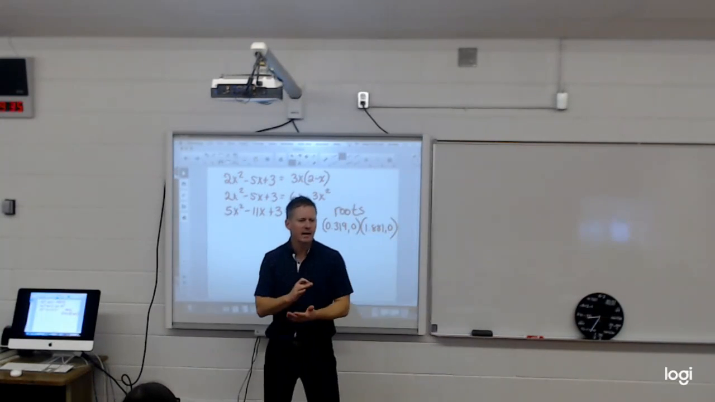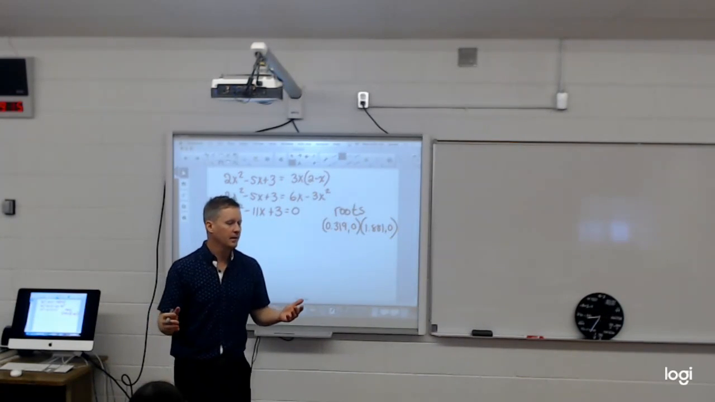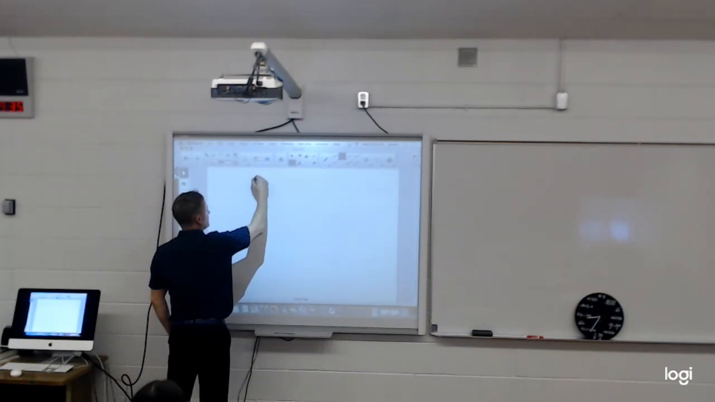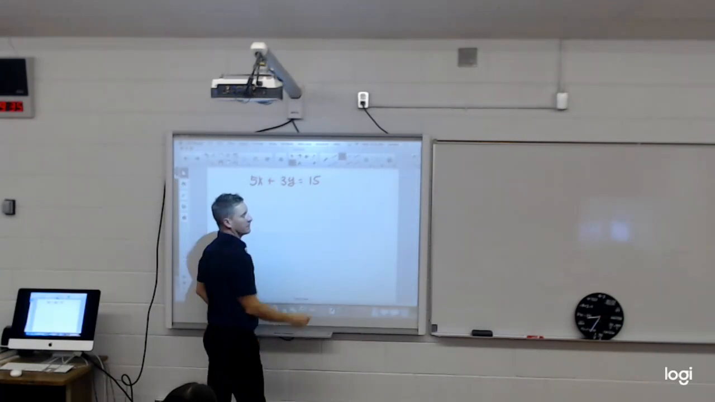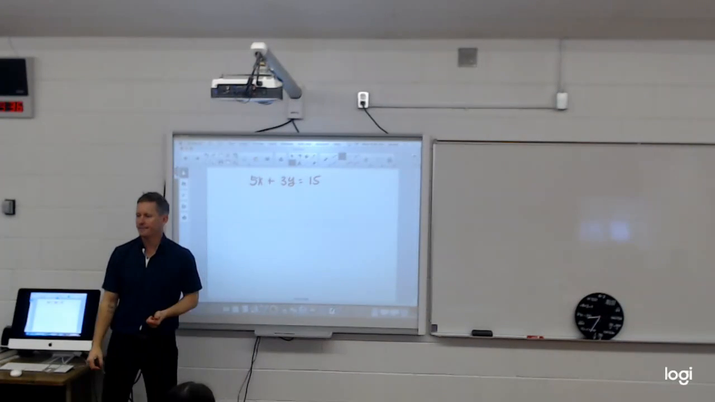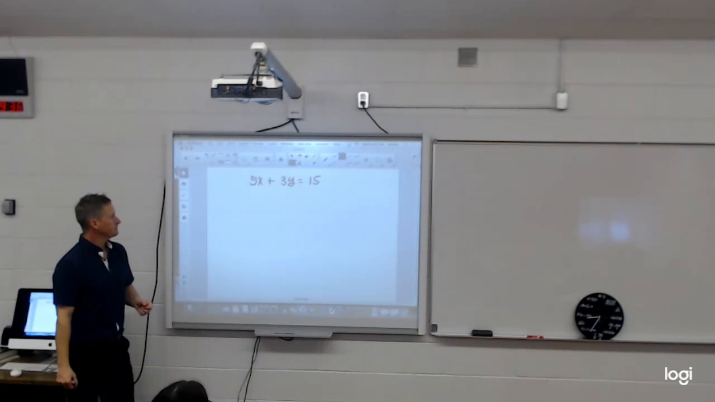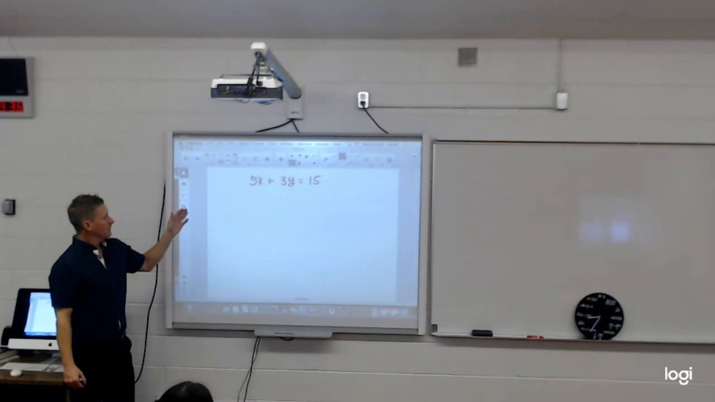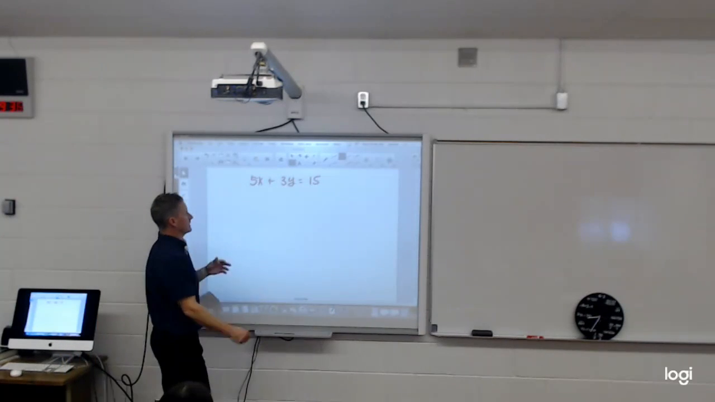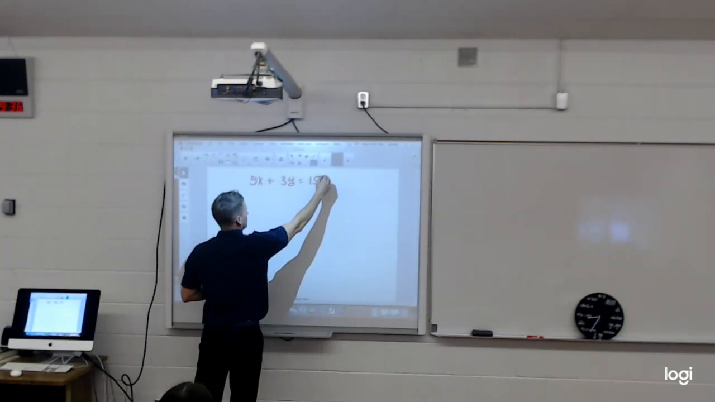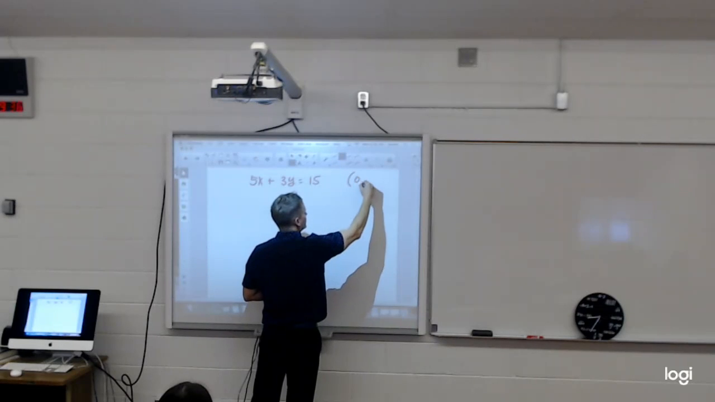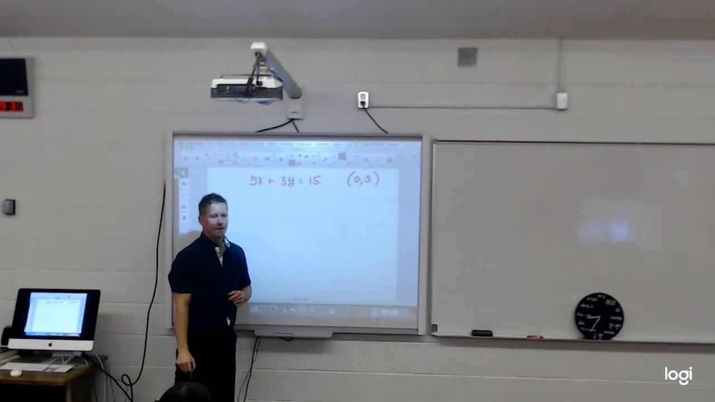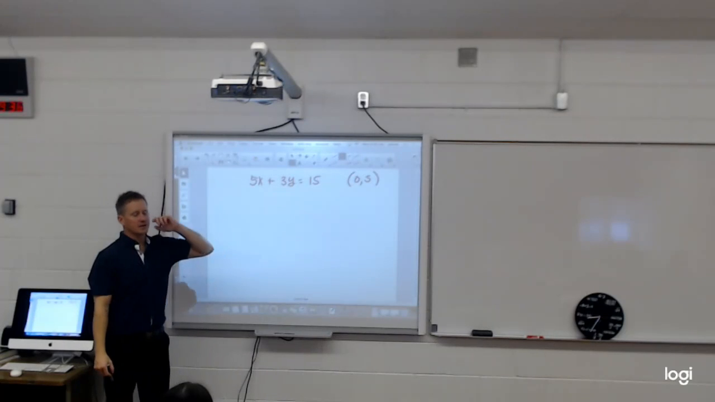Now, how does this relate to what we've done before with a line? Well, if I took the equation of a line, 5x plus 3y is equal to 15, and I took a coordinate that was on here. Hold on a second, I'm going to do this. Okay, so I'm going to take this coordinate here to be 0 and 5. All right? So that coordinate's on this line here.